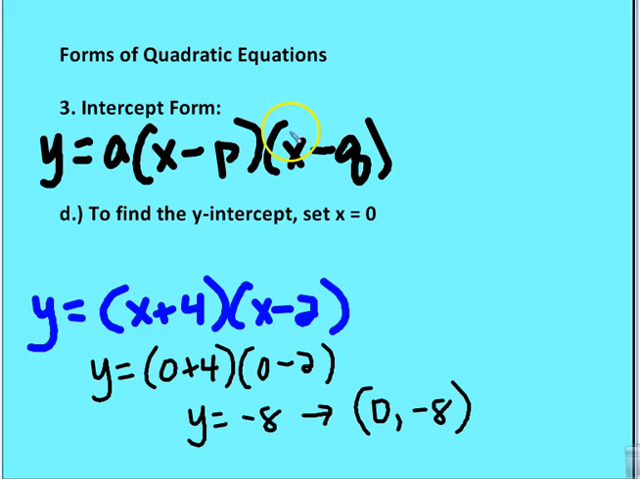Lastly, we're going to find the y-intercept. To find the y-intercept, we set x equal to 0. We're going to substitute 0 in for x here, and then solve. 0 plus 4 is 4. 0 minus 2 is negative 2. 4 times negative 2 is negative 8. And our y-intercept is (0, -8).